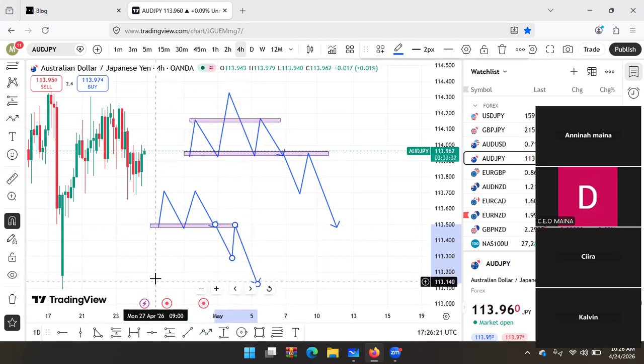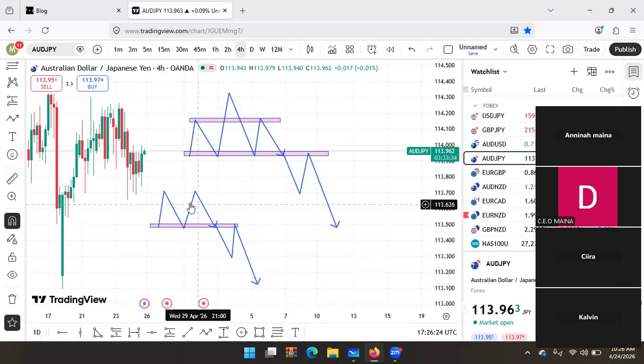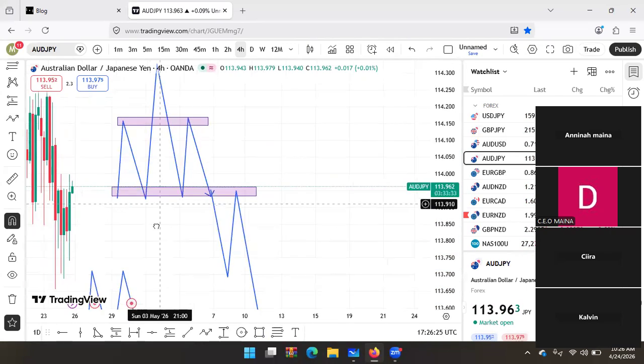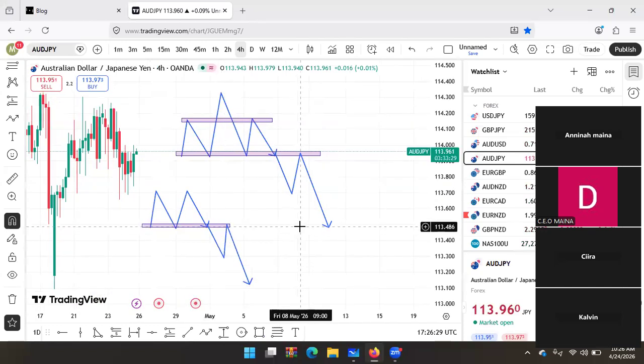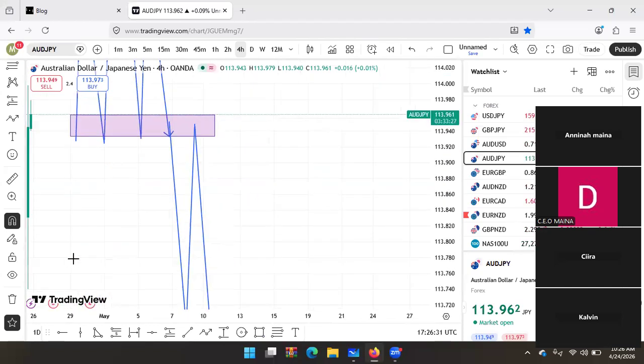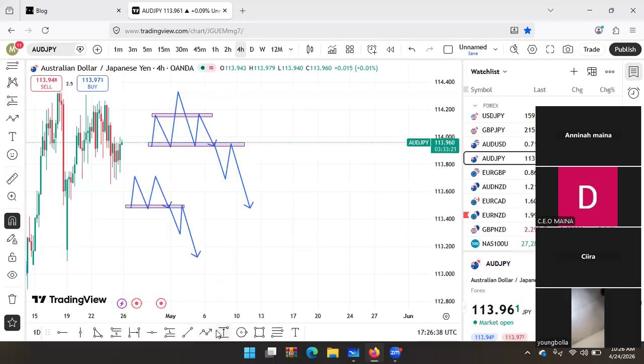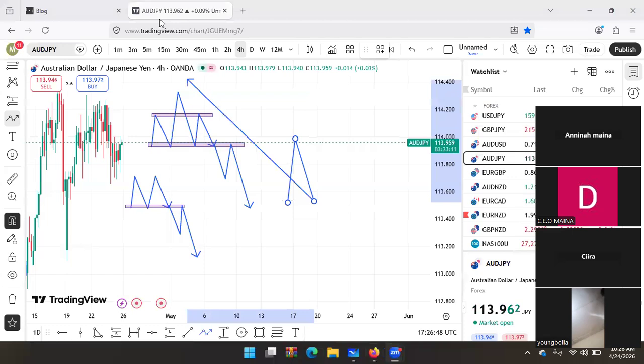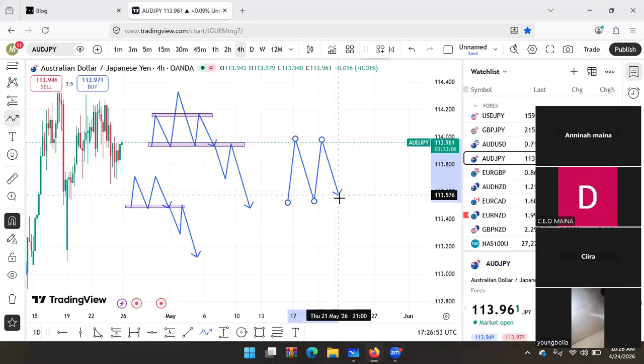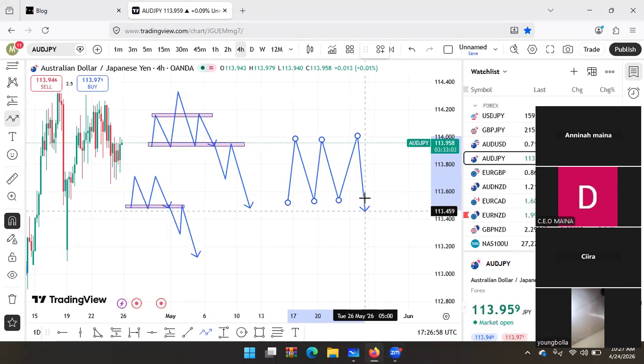Now, we said a breakout. For us to confirm it's a breakout, it has to be a clear breakout, meaning it has to be more than one candlestick confirming the breakout. And if it is one candle, it has to be an impulse one to confirm the breakout.